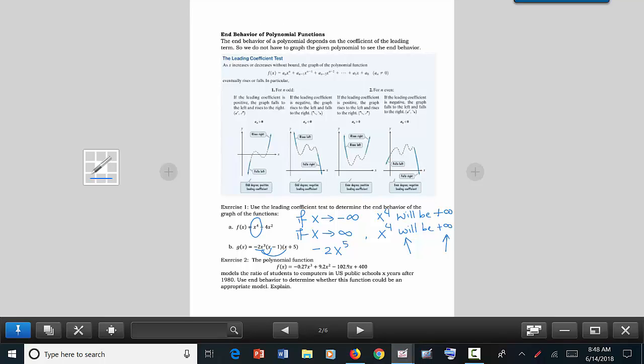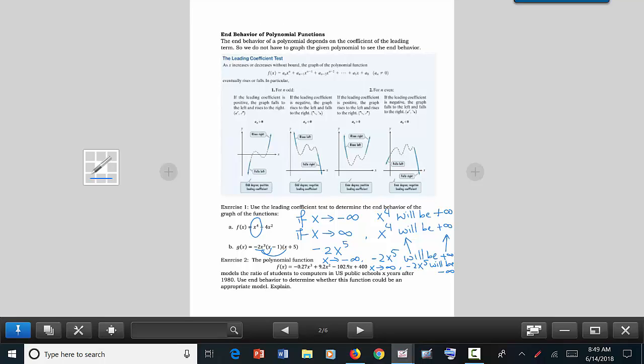Now let's check. If x goes very close to negative infinity, what happens? Infinity multiplied 5 times is negative, and multiplied by negative 2, it will be positive. So negative 2x to the power 5 will be positive. Now if x goes to infinity, infinity to the power 5 is positive, times negative 2, negative.